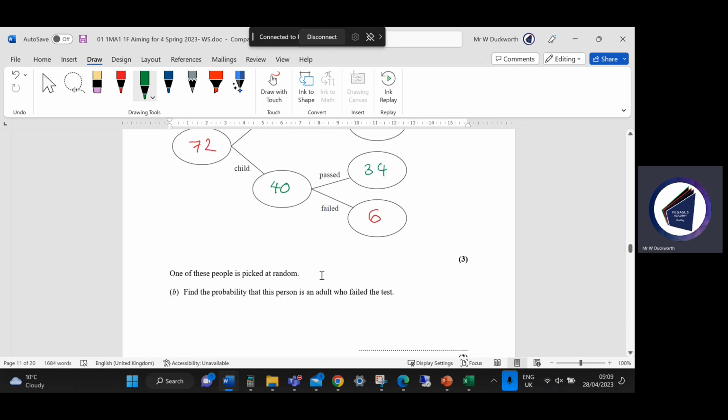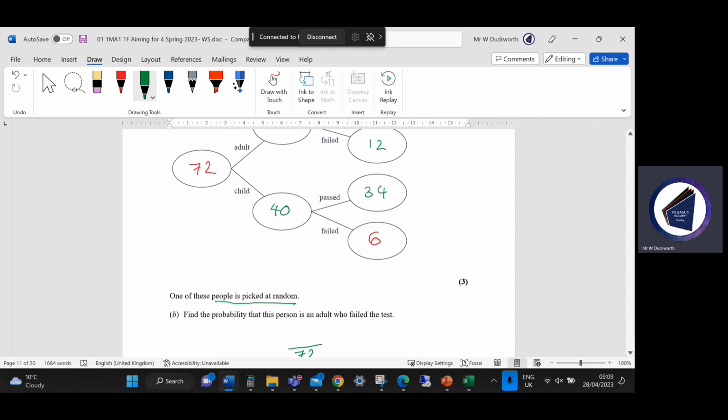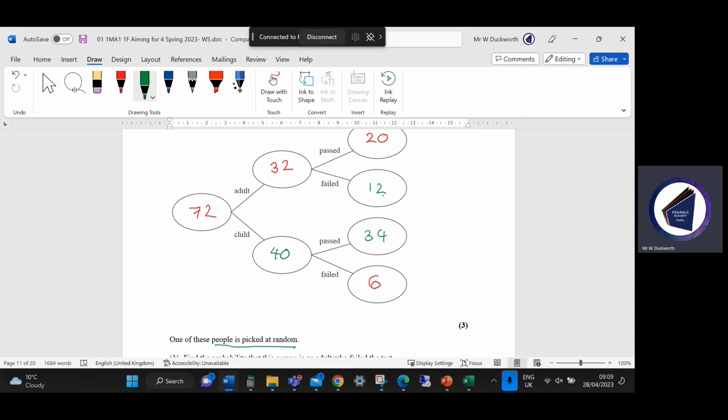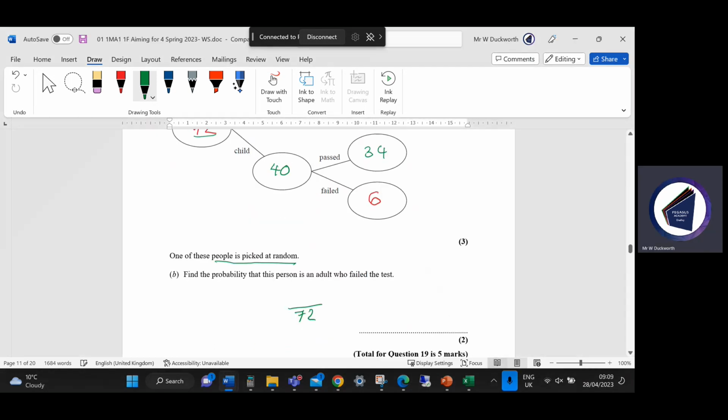One of these people is picked at random. Find the probability that the person is an adult who failed the test. So one of these people is picked at random. So that tells us the denominator. So if we're picking out of all of the people, that would be 72. Find the probability that the person is an adult who failed the test. So we've got 12 adults that failed the test. So 12 would be our numerator.